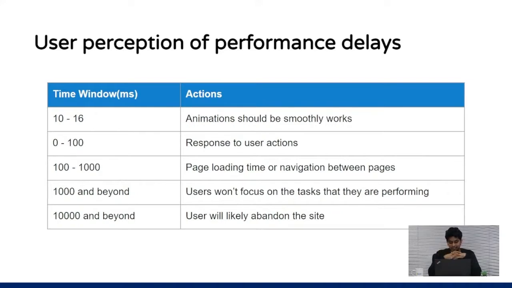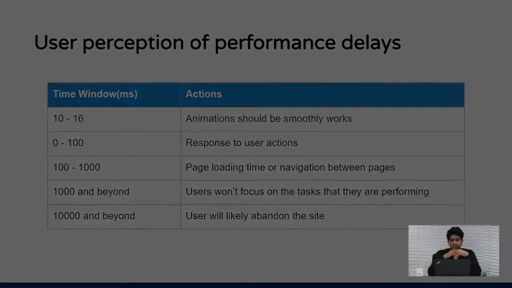users will not focus more on the task they are performing, and 10,000 milliseconds or 10 seconds beyond, as I have said earlier, users are likely to abandon the site. So this model provides a comprehensive guideline to track the performance of our application. If you search on Google about the Google RAIL model, you can get more idea about that.